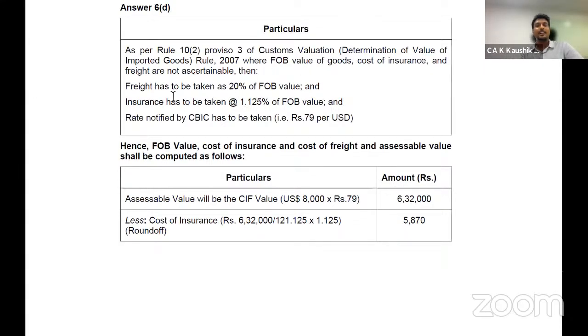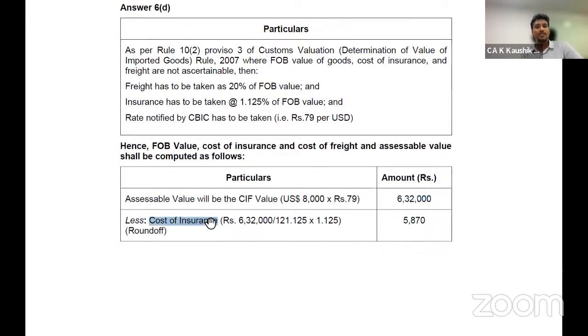Customs valuation says that freight has to be taken at 20% of FOB value and insurance has to be taken at 1.125% of FOB value. And the CBIC rate notification of 79 should be taken. Hence, FOB value, cost of insurance, cost of freight and assessable value shall be computed accordingly. Assessable value will be CIF value, that is cost including freight. So 8,000 into 79, 6,32,000 is coming as the CIF value.